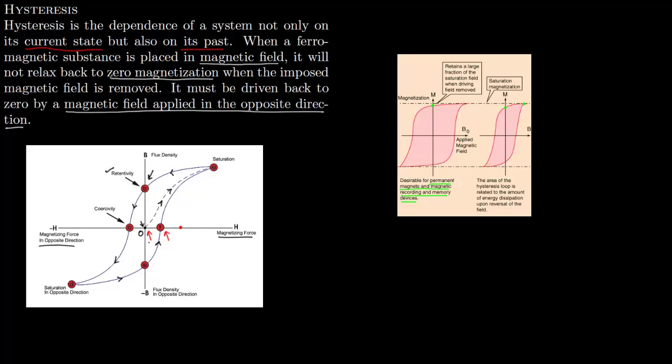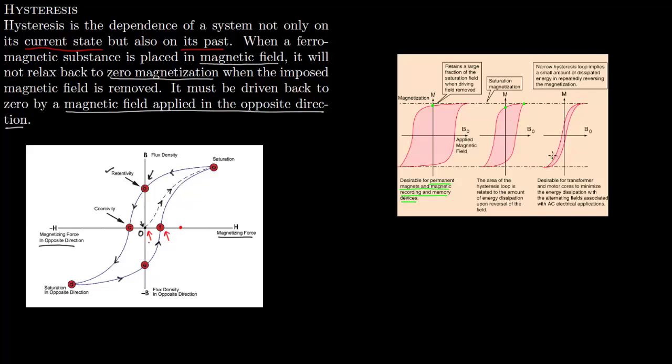On the other hand, you have extremely narrow hysteresis loops for certain materials. For such materials, the retentivity is very low. This is desirable for transformers and motor cores because they have alternating fields. You need to alternate the fields very often, and therefore a huge amount of retentivity is not desirable. So basically you want as low retentivity as possible for transformers and motor cores. So this material is good for transformers and motor cores.